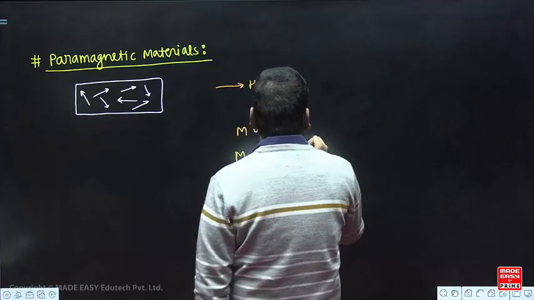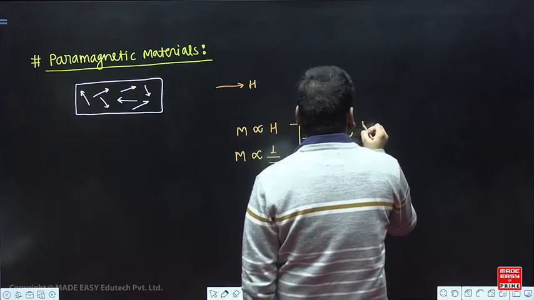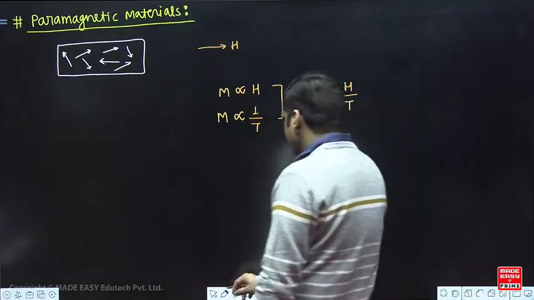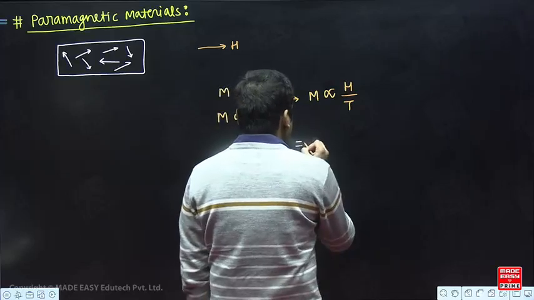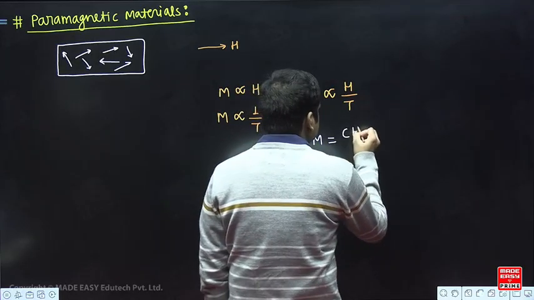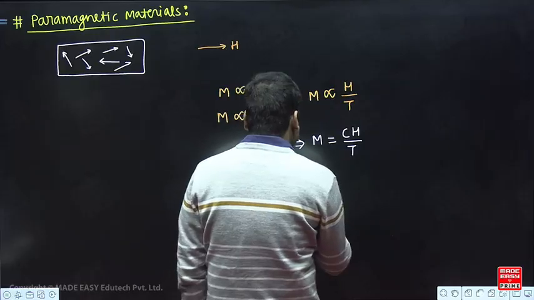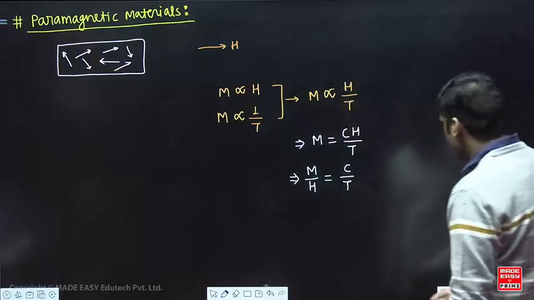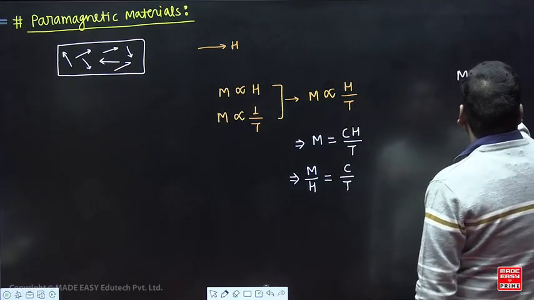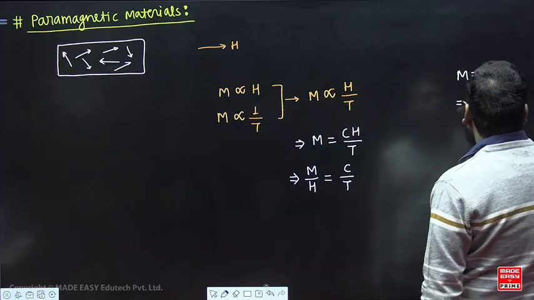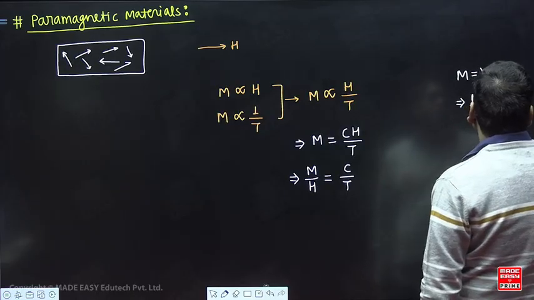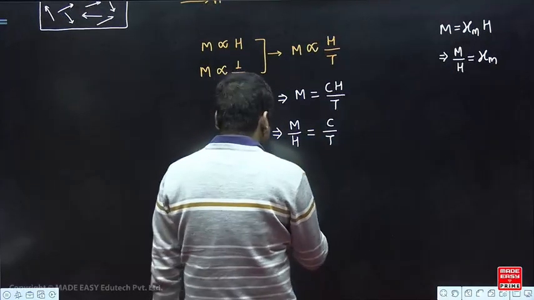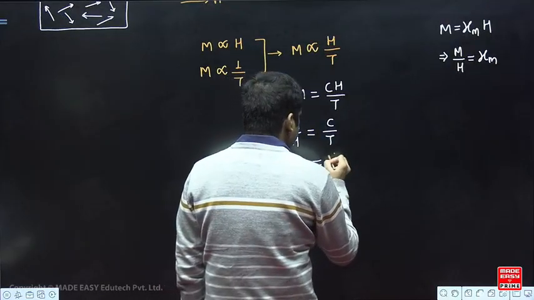If I connect these 2 points, then I can say that in these materials, M is directly proportional to H by T. We can bring in a proportionality constant C, so M by H is equal to C by T. We know that M is equal to chi M into H. It means M by H is chi M. So, chi M is equal to C by T.